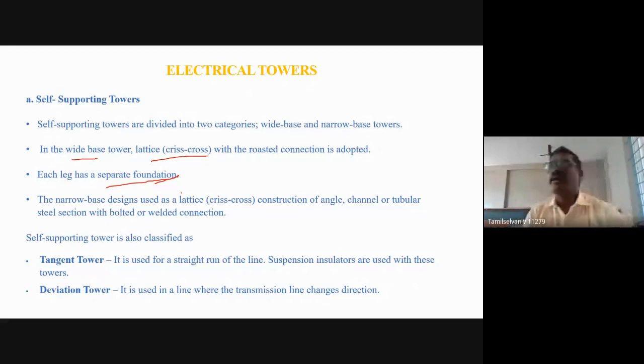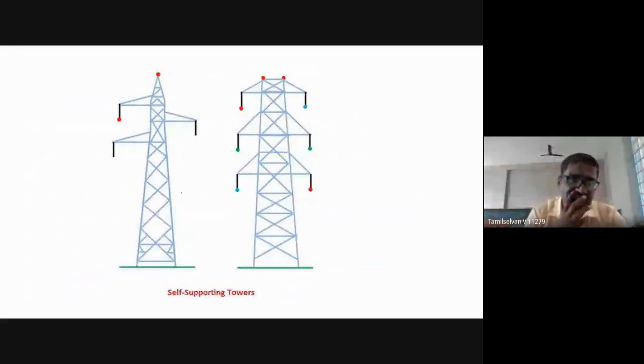But suppose we have a curvature, or we need to change the direction, or take a curve. There we'll use a deviation tower. We call these line changing direction towers. These will normally be self-supporting towers. Depending on the self-supporting towers and direction, the insulator configuration will change.